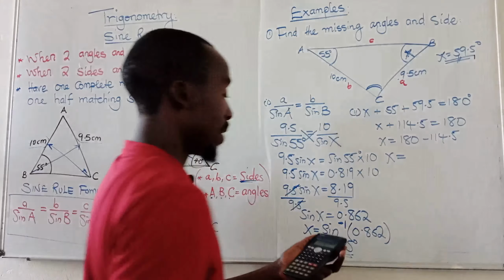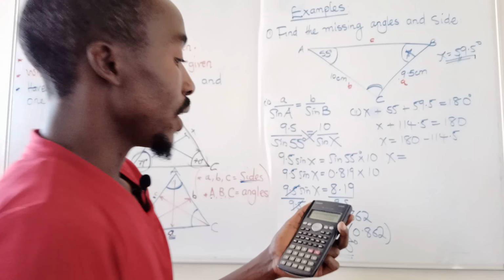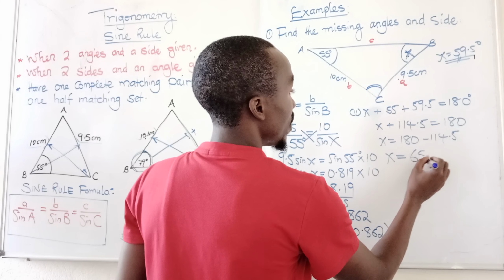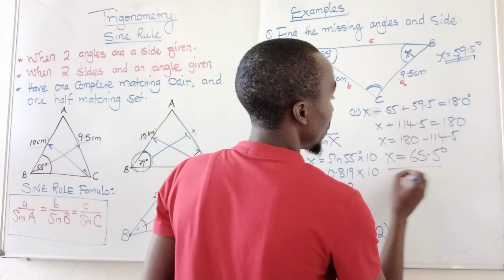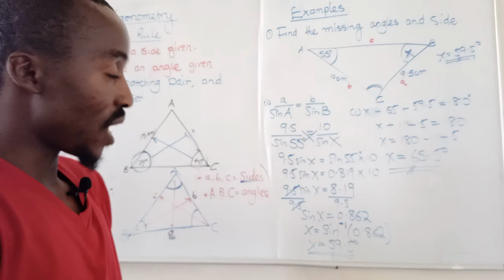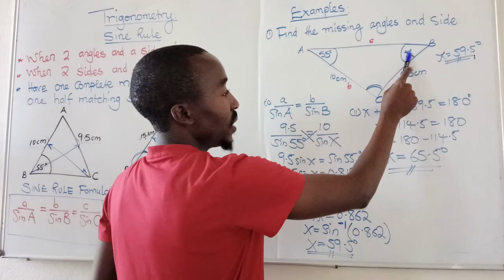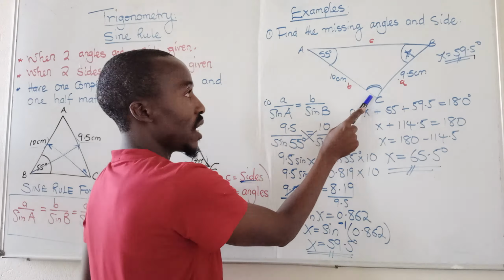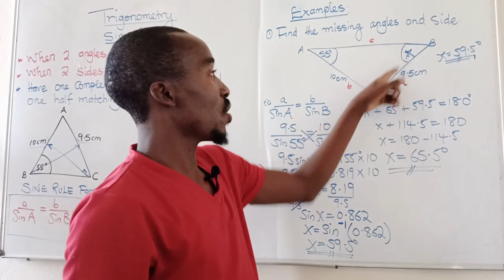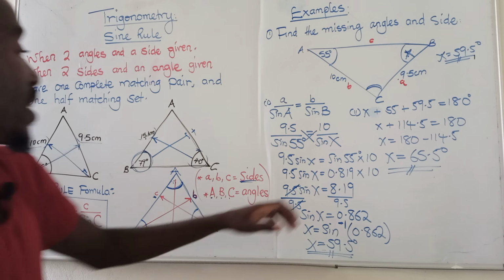So when you subtract from 180, our angle will be 65.5 degrees. You have found the angle there. How have we found this angle? Since we have this angle 55 and we have found that angle 59.5 here, to find this angle we just add these two angles and subtract from 180, because the total sum of all the angles in the triangle is 180.